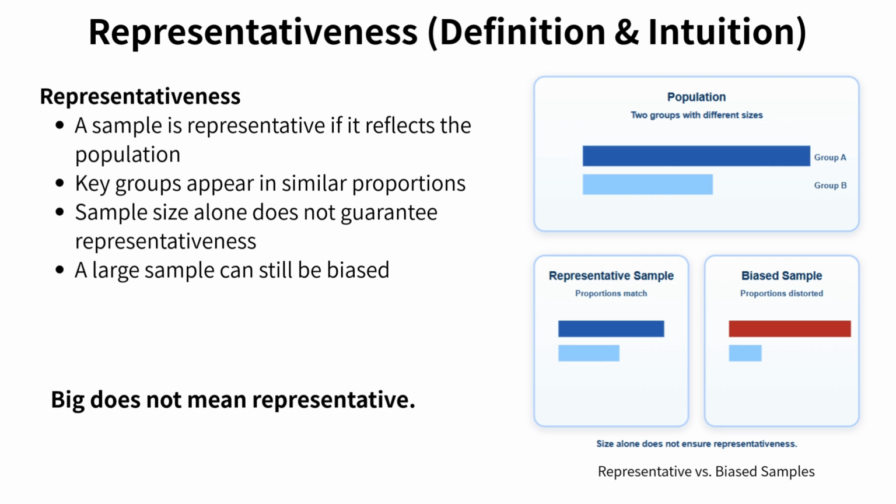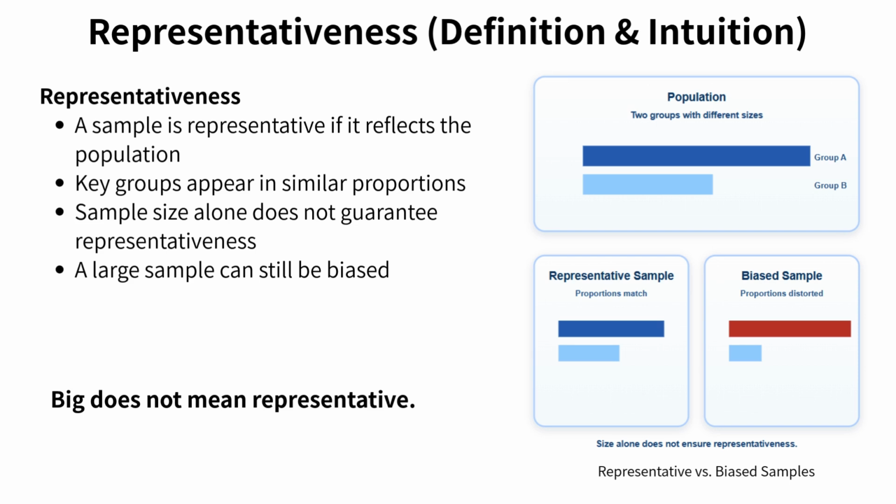This means that important groups in the population appear in the sample in similar proportions. Take a look at the diagram. At the top, you see the population, made up of two groups shown in different shades of blue, a larger Group A and a smaller Group B. These proportions show what the population actually looks like. Now compare the two samples below. In the representative sample on the left, the proportions closely match the population. The blue bars maintain the same relative sizes. Even though the sample is smaller, it still accurately reflects the population's composition.